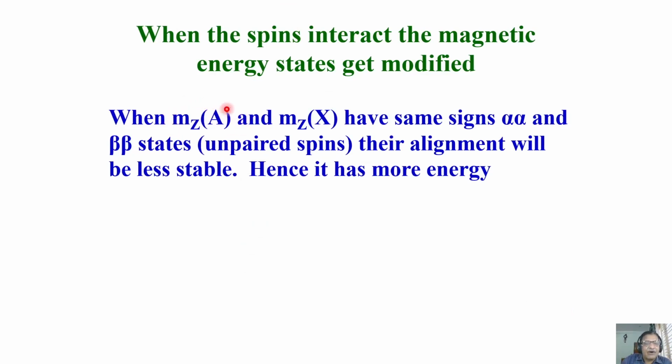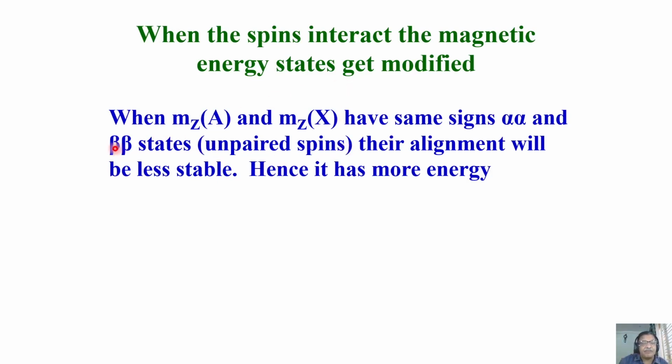Now let us say the magnetic quantum numbers of spin A and spin X have the same signs. That means alpha alpha, both the same sign, plus. What is the other energy state which has the same sign? Beta beta. So when the magnetic quantum numbers of A and X have the same signs, that is, the alpha alpha and beta beta states, they are unpaired spins. You understand? They are unpaired. Only when they are opposite, alpha and beta, they are paired.